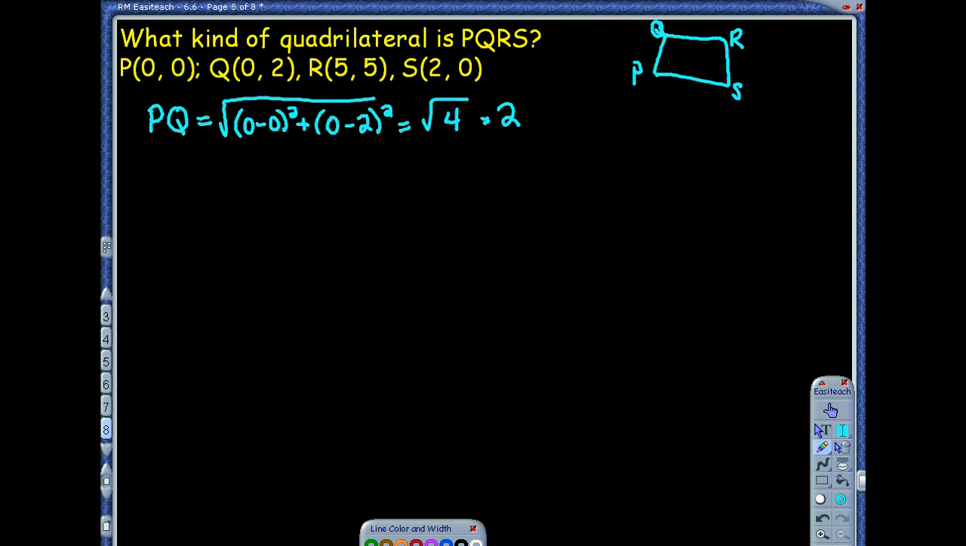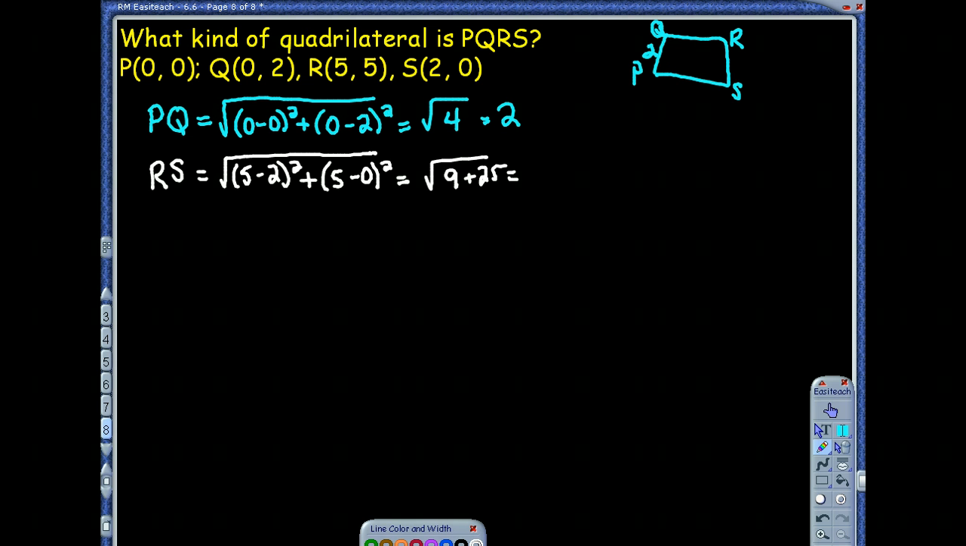Do you want to do opposite sides, like we did last time? That's up to you. Okay, let's do RS, just because I'm leaning towards maybe parallelogram, since that's what we've been doing, but we never know. All right, so RS: the quantity 5 minus 2 squared plus 5 minus 0 squared. So that's going to be 9 plus 25, which is the square root of 34.